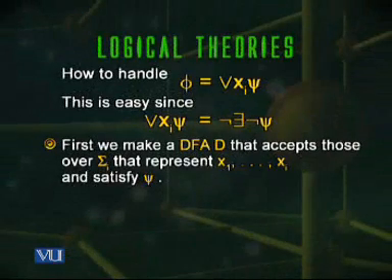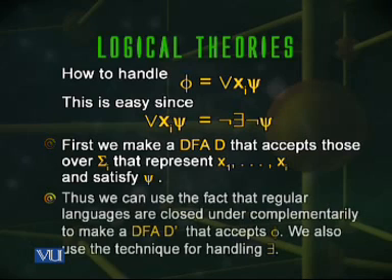So the whole procedure is as follows. We first make a DFA D that accepts all those strings over sigma i star that represent x1, x2, all the way up to xi and satisfy psi. Then we use the fact that regular languages are closed under complementation, and we make a DFA D prime that accepts phi. We can also use the technique for handling there exists, and after doing that we complement that DFA to eventually get our final DFA. This is the procedure for handling universally quantified formulas.